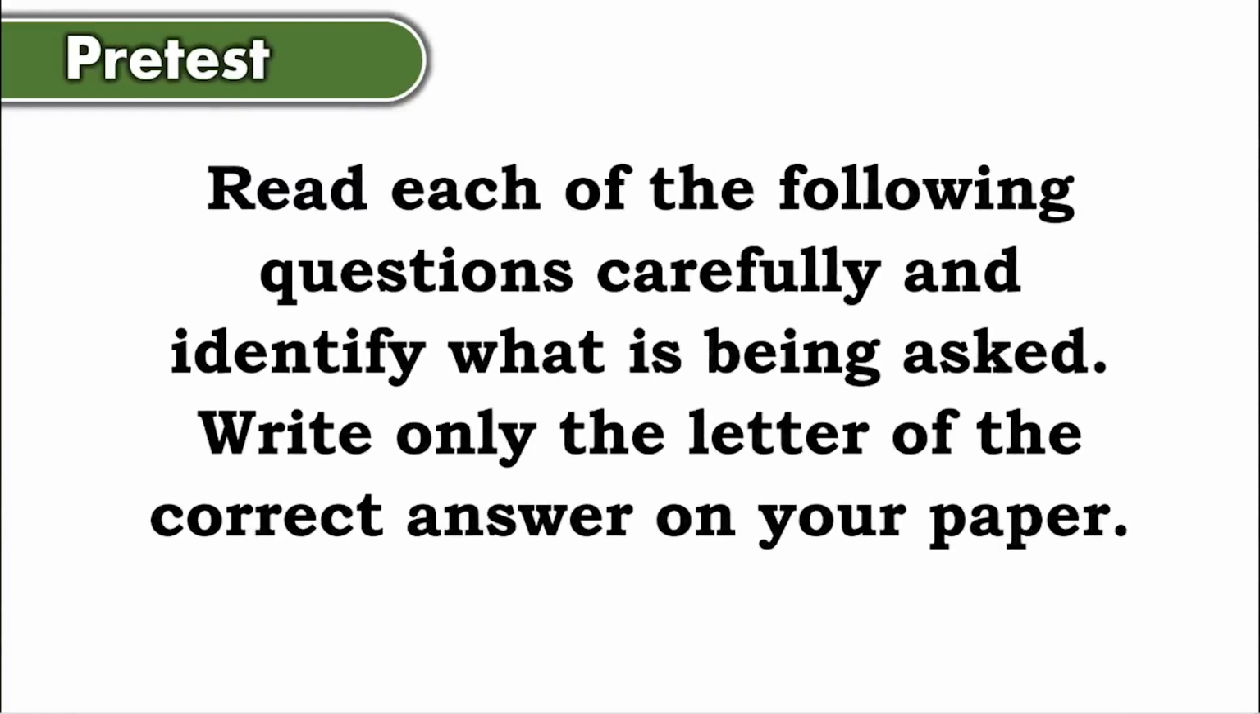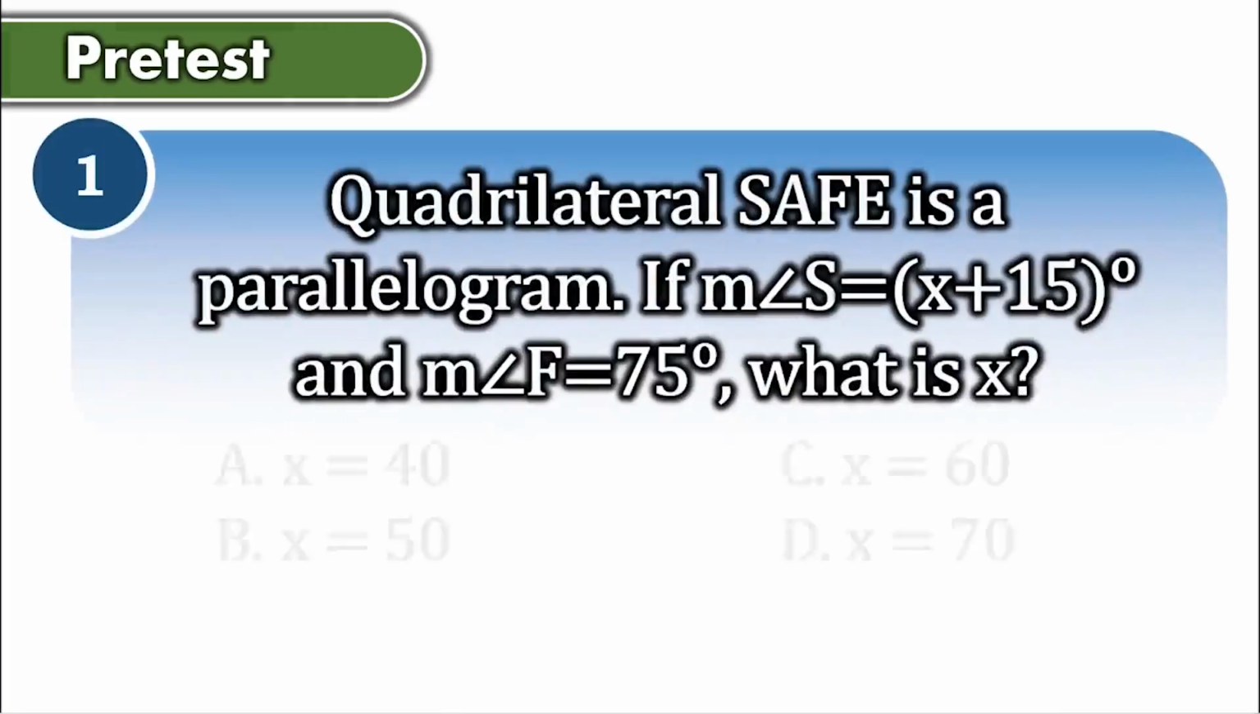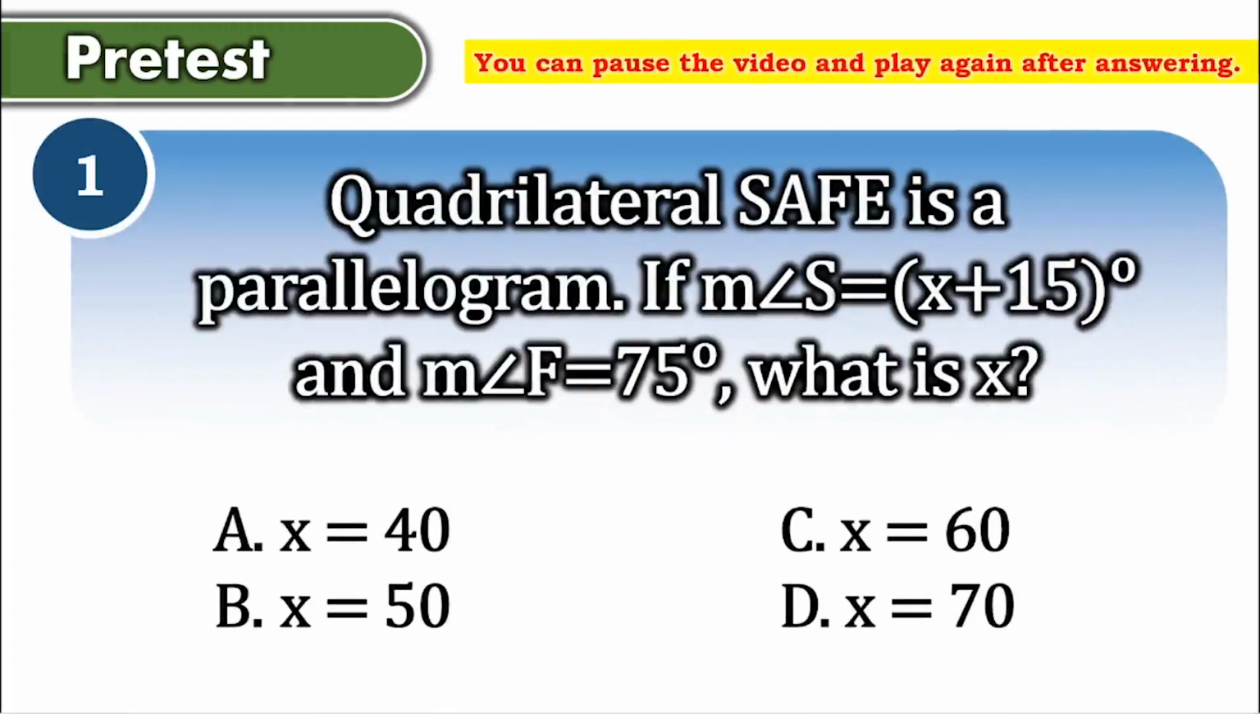Read each of the following questions carefully and identify what is being asked. Write only the letter of the correct answer on your paper. Question number 1. Quadrilateral SAFE is a parallelogram. If the measure of angle S is equal to the quantity of x plus 15 degrees and the measure of angle F is 75 degrees, what is x?